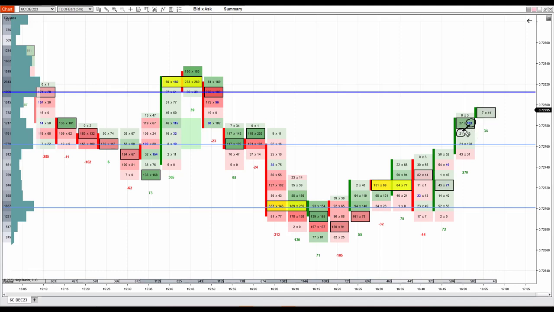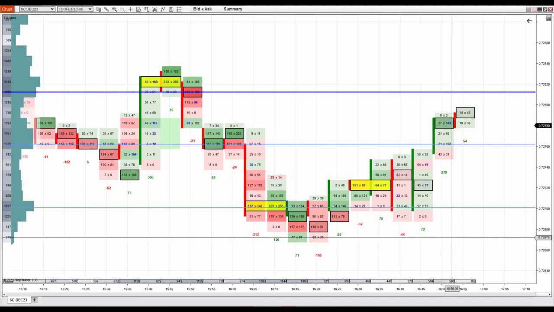That's how you read order flow. You compare those two. But this is more of an advanced stuff.